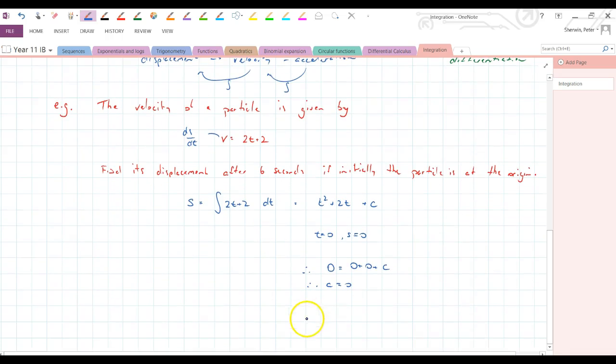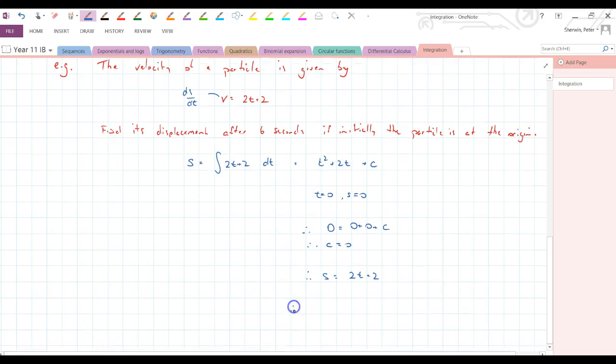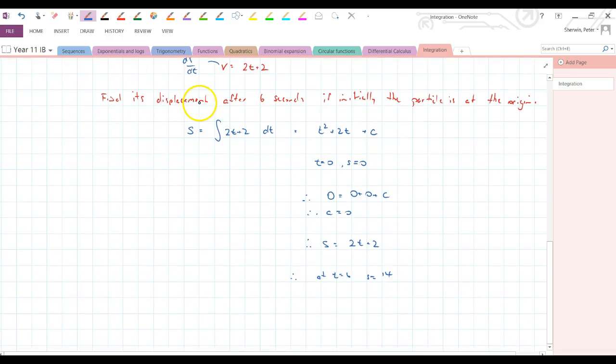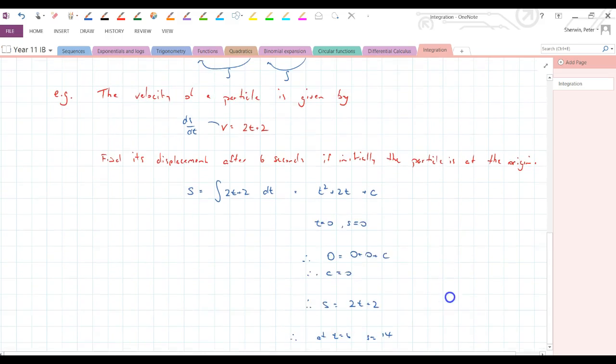So we can now say with confidence that my displacement equation is t squared plus 2t. So therefore, at t equal to 6, s is equal to 48. So find its displacement. Its displacement is 48, so 48 units to the right of the origin after 6 seconds.